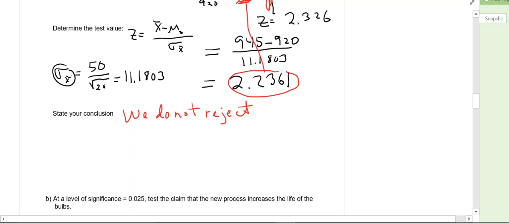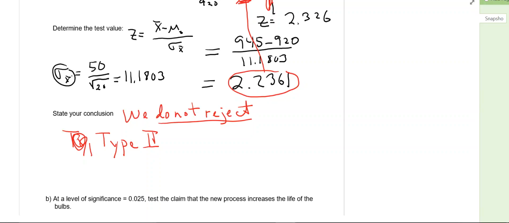But we could have committed a type 2 error. When we do not reject, it is possible that we should have rejected, right? And that is a type 2 error.